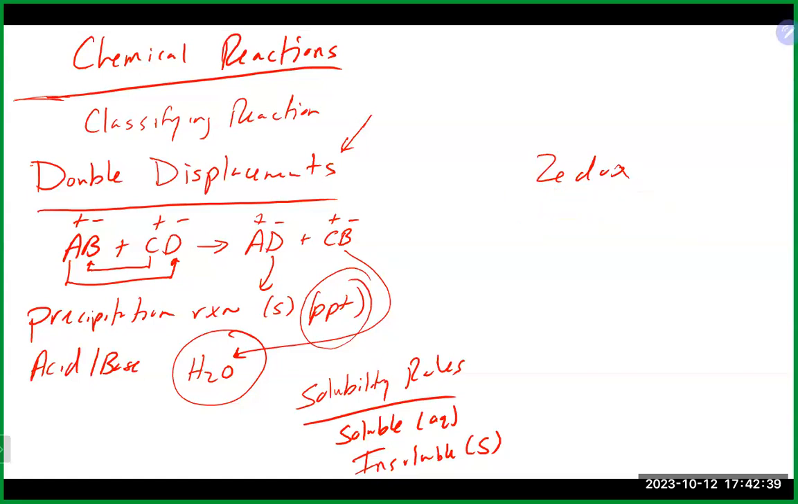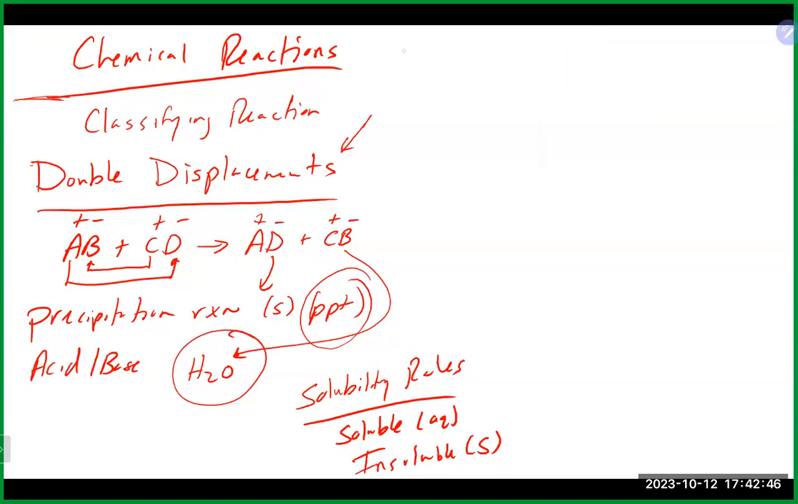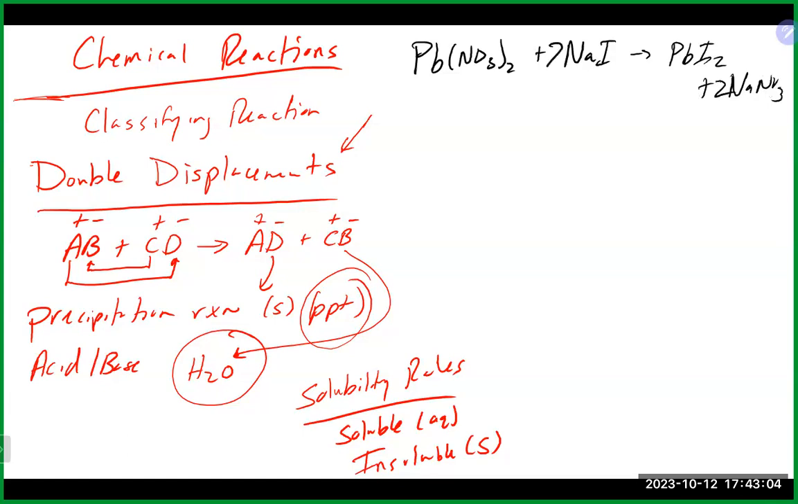And we did look at three types of equations that help describe what's happening. So, for example, we had lead two nitrate plus some sodium iodide make lead two iodide plus some sodium nitrate over here. A little balancing action since we're in chemistry class. That'd be good. There we go. So we can use our solubility rules here to help us determine what's going on.